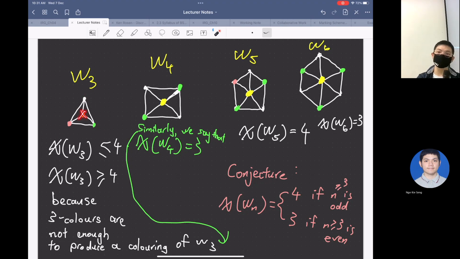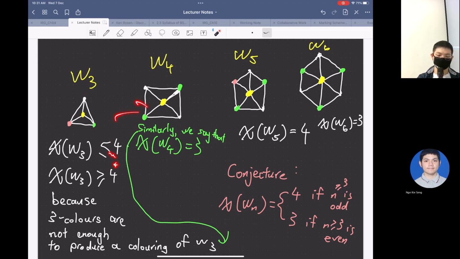Let's say we remove the yellow color. If we put green, if we put white here, then it will violate here. If I put red here, it will violate here. If I put green here, it will violate with green. So you must have at least 4. Less than or equal to 4, greater than or equal to 4, so it is equal to 4.